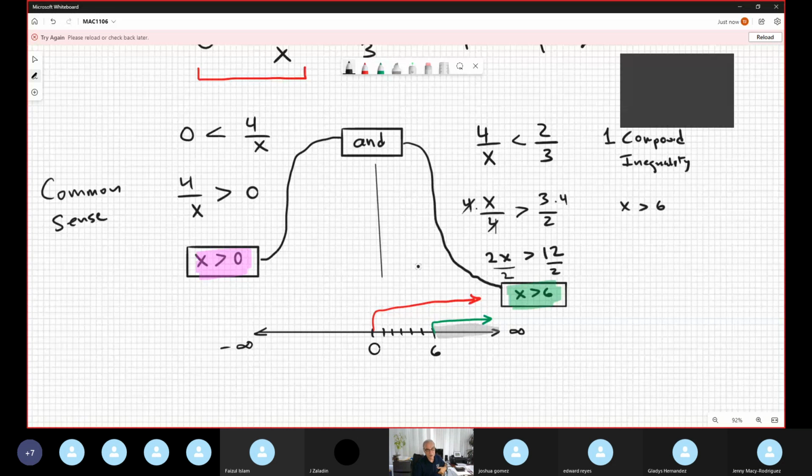Include 6 or no? Parenthesis or bracket? Is it parentheses because there's no equal? Exactly, because there's no equal, automatically, you know. So what is the answer? The answer is 6, infinity. Do you see that?